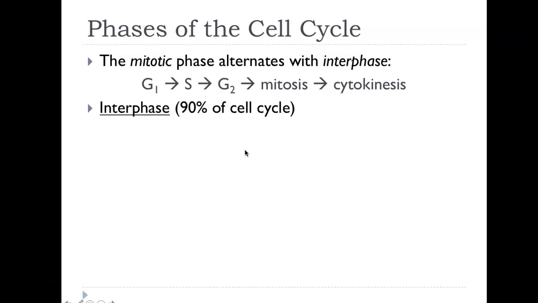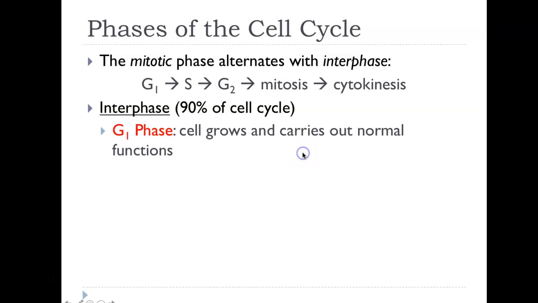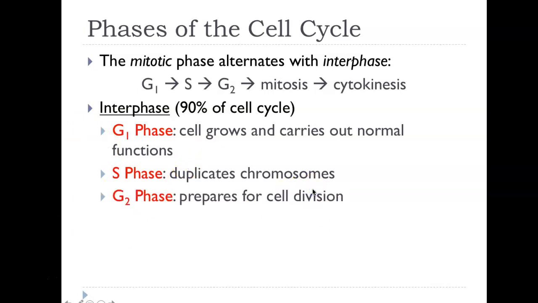Interphase is 90% of the cell cycle; 90% of the time the cell is going to be in interphase. Interphase includes G1, which is where cells grow and carry out normal functions, and S, which is when chromosomes duplicate. So next to S, write DNA replication. G1 is growth, S is DNA replication. The S stands for synthesis, so it's the synthesis of DNA. And then in G2, the cell is growing more and preparing for cell division.